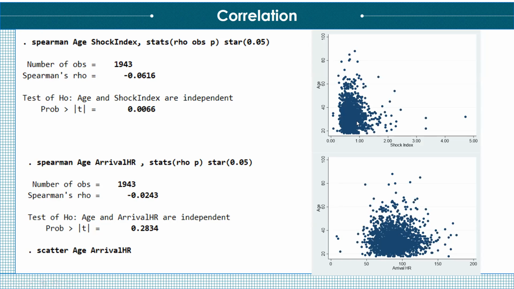You can see that there seems to be a negative correlation, and the p-value is certainly significant at 0.007. When we look at age according to arrival heart rate, this all seems to be clustered around a central value and then dispersing from there. We can see from the p-value that, in fact, it is not statistically significant. So not correlated.